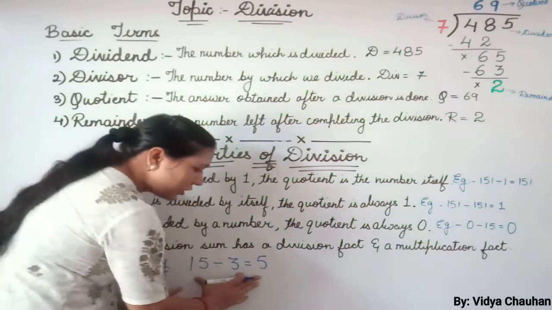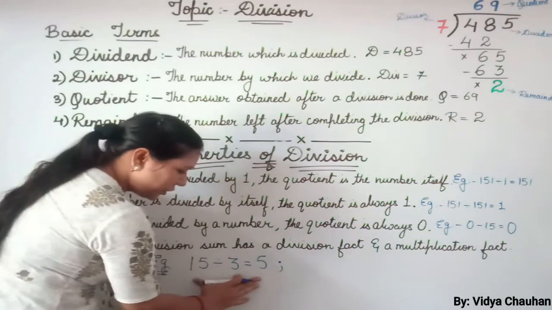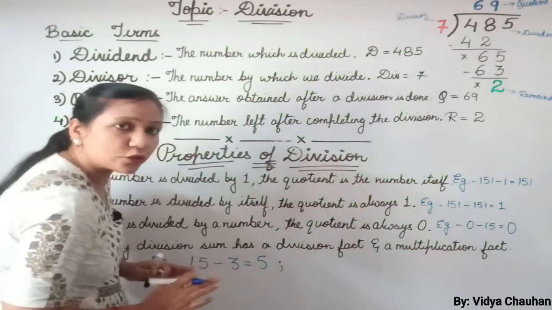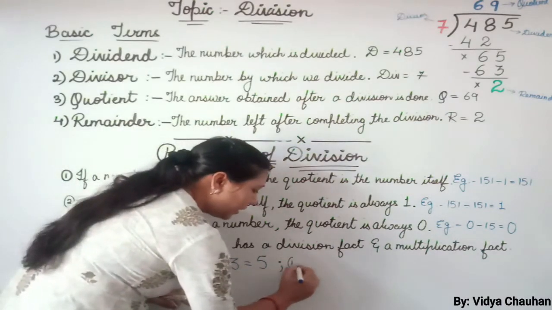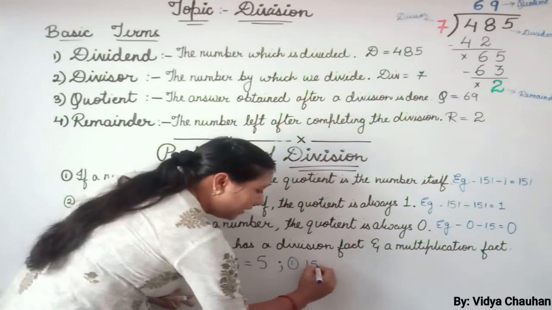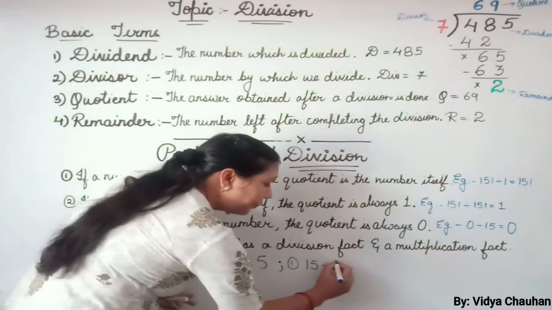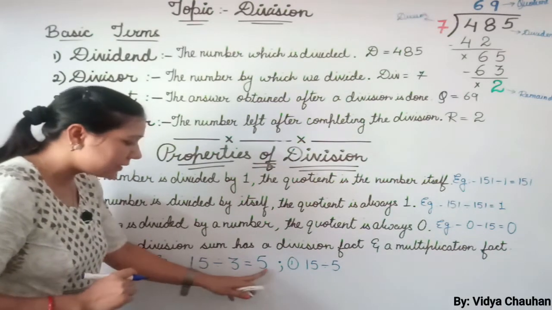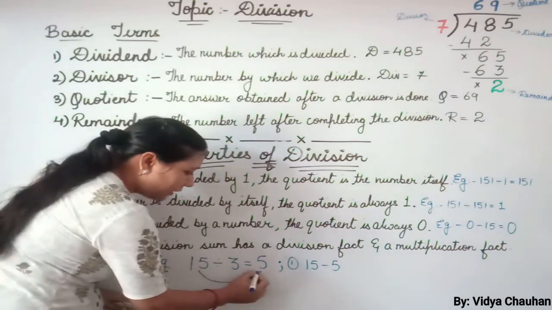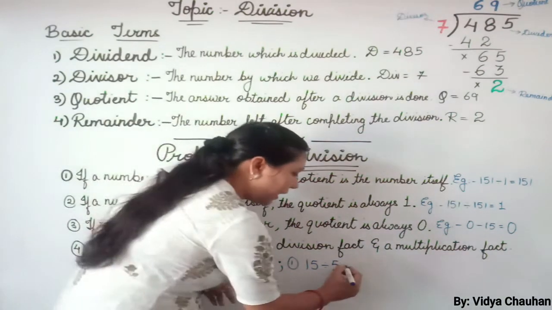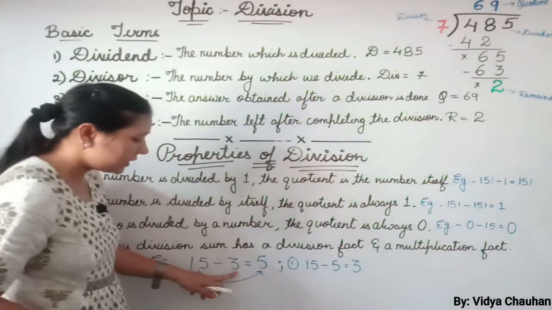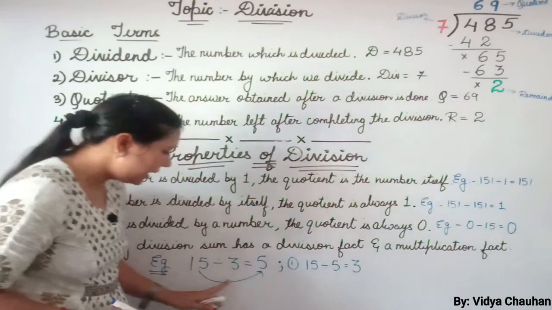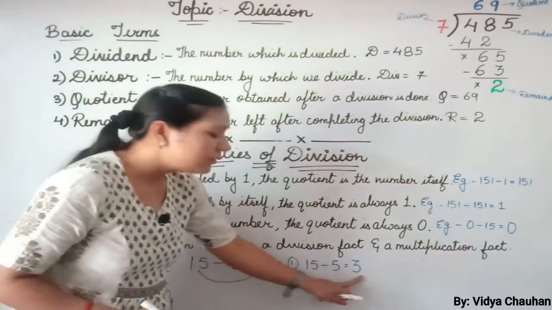Now this same division sum, I can write in terms of a division fact and a multiplication fact also. How? In the division format, I can divide the same number 15 by 5. Here the sum is 15 divided by 3 and the answer is 5. What if I divide 15 by 5? 15 divided by 5 and our answer is 3, as you can see here. So this is the first concept, division fact. We can write any division sum in another division fact also.